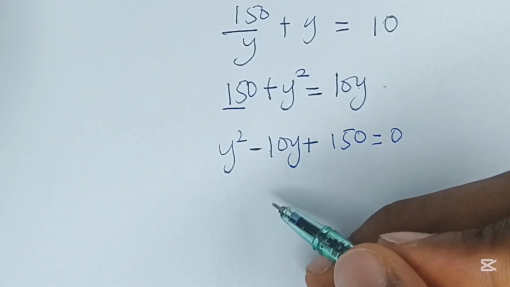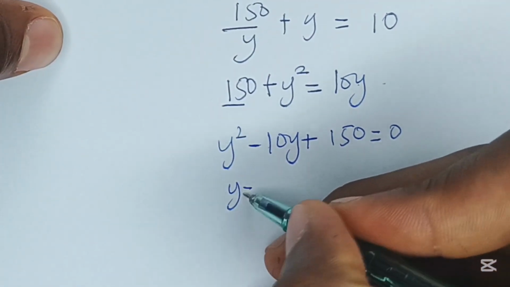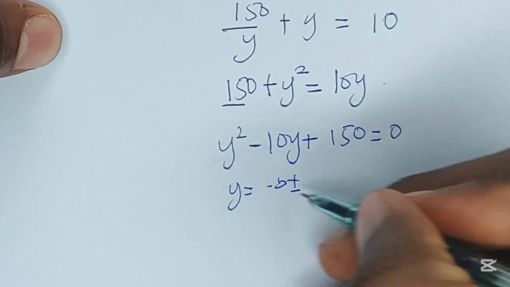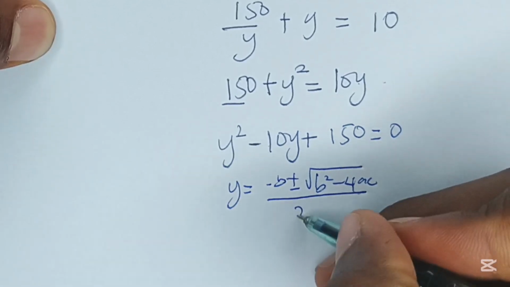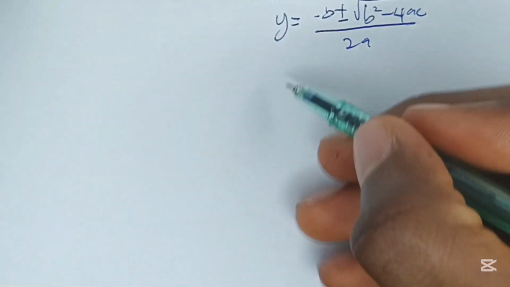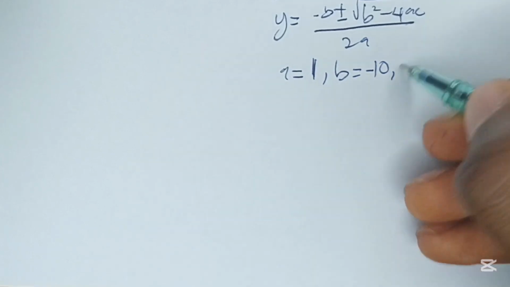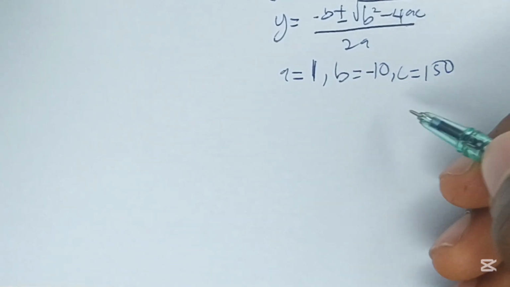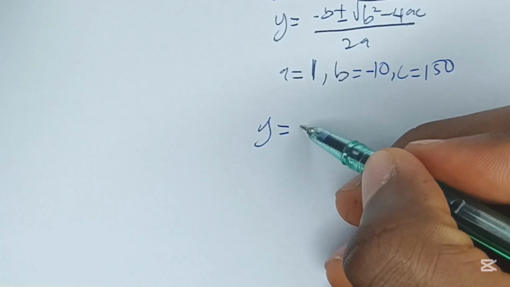Now using the quadratic formula, y will be equal to minus b plus or minus square root of b squared minus 4ac all over 2a. Now we have that a is equal to 1, b is equal to negative 10, and c is equal to 150. Now from here y will be equal to minus negative 10, which is plus 10.